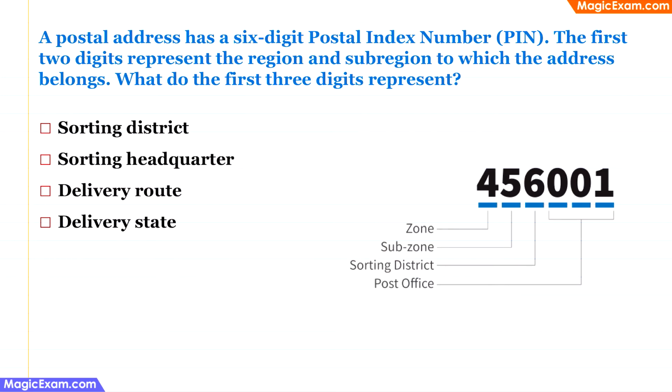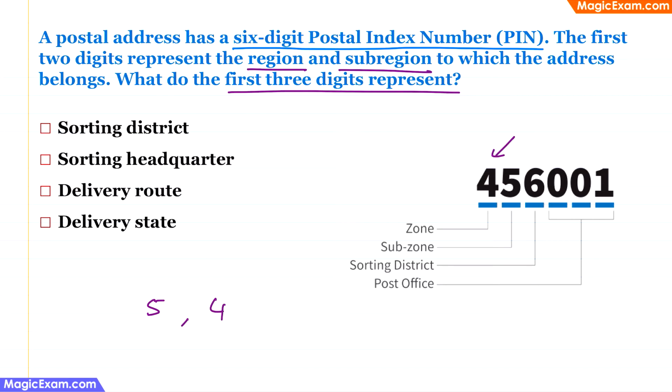A postal address has a 6-digit postal index number or PIN code. The first 2 digits represent the region and subregion to which the address belongs. What do the first 3 digits represent? Now, this is a question that has appeared in quite a few previous question papers, and you have to remember that in a 6-digit PIN code that we use in our addresses, the first digit represents the zone. For example, Andhra, Telangana and Karnataka are in zone 5, whereas Madhya Pradesh and Maharashtra are in zone 4. So, similarly, various states are grouped into different zones.